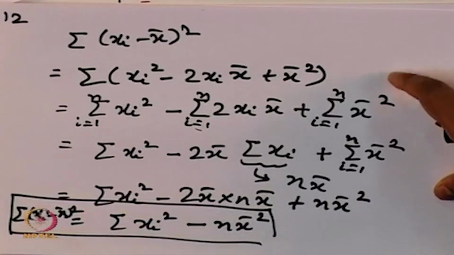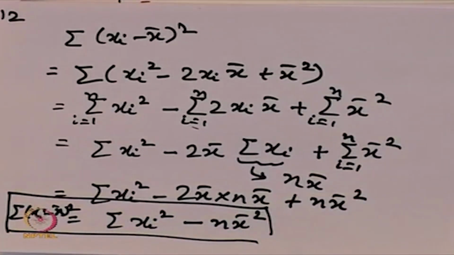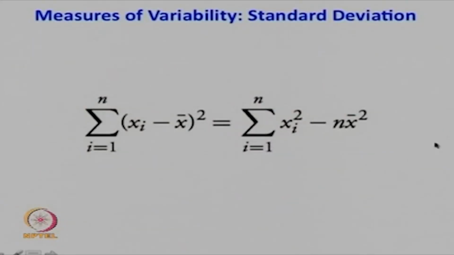So this is a useful formula when we are doing it. This is what I have written here: your measure of variability can be simplified to this form. As opposed to taking the difference from the mean, if you have xi, you can just add them up, and then you calculate the sample mean or population mean, and you subtract n x bar square to obtain this particular value.